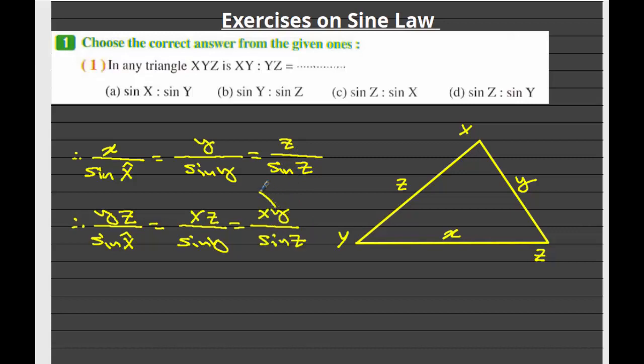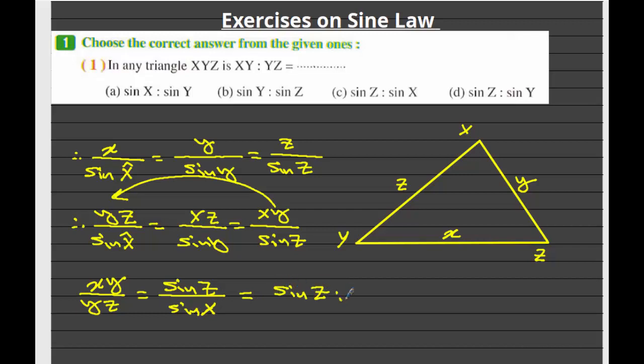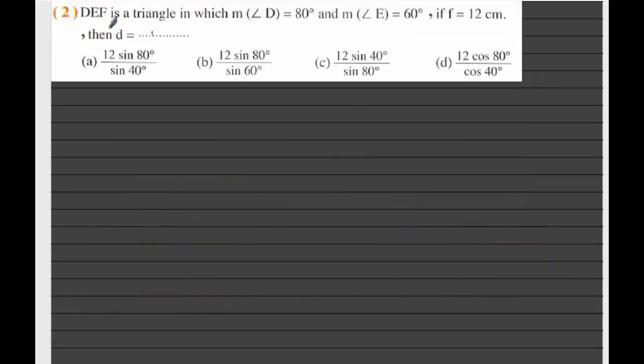So XY over YZ equals sine Z over sine X, which equals sine Z to sine X. And the answer is letter C. Here is the answer, C.